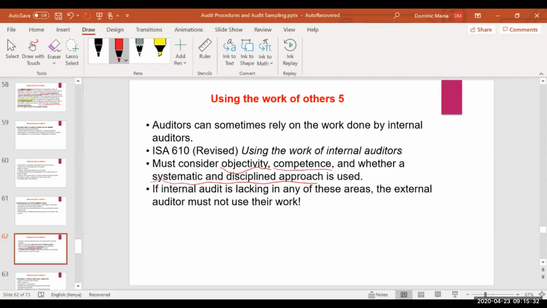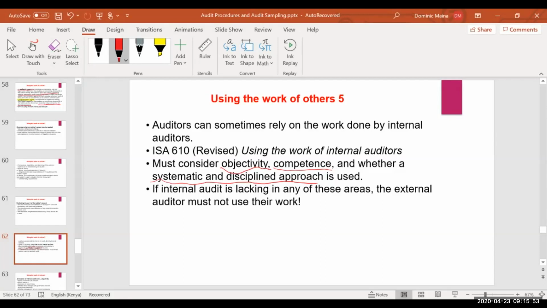Okay, what is the methodology they have used when it comes to doing their work? From your opinion, do you think it's a good one? In case they have none of that, then definitely you may not rely on their work. You may not want to use their work as part of your audit evidence.